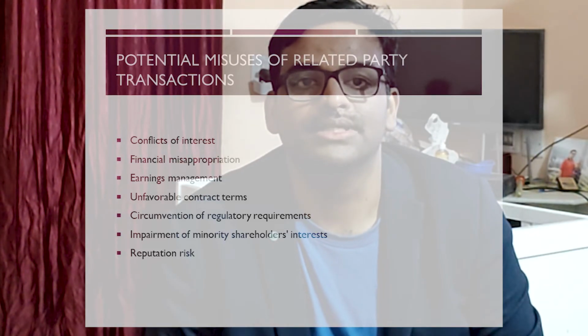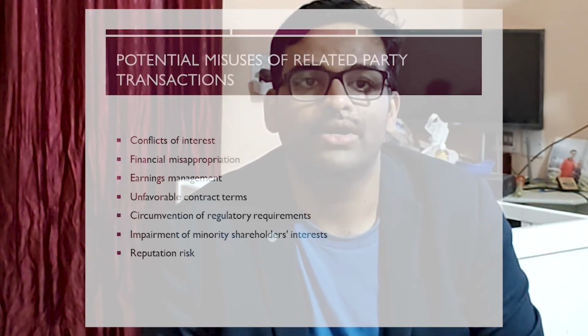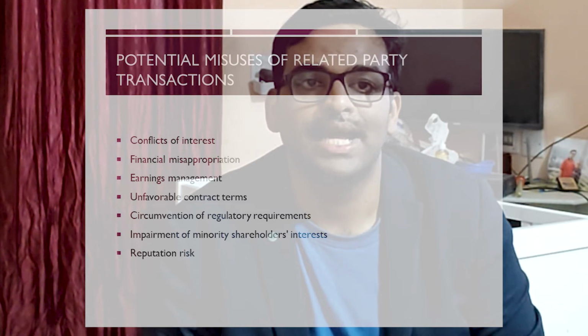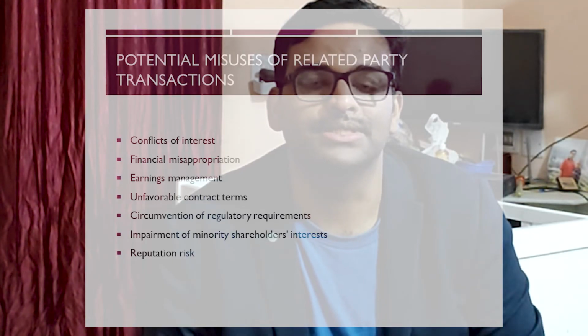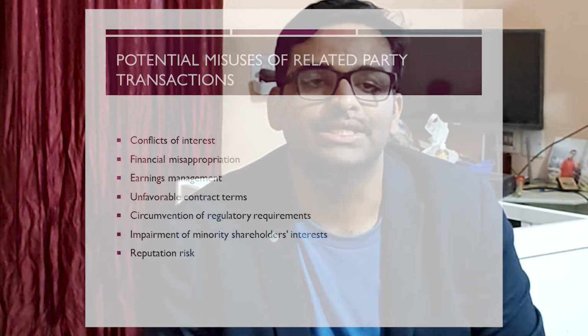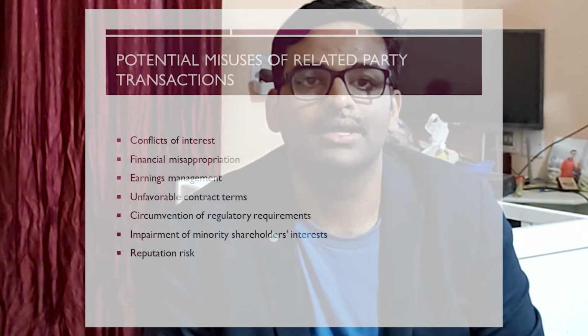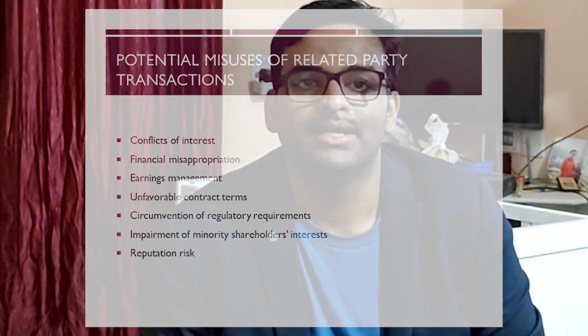Unfavorable contract terms. Disadvantageous agreements: the company might enter into contracts with related parties that have unfavorable terms, such as higher interest rates on loans or less favorable credit terms. Long-term obligations: entering into long-term contracts with related parties can lock the company into unfavorable terms for extended periods.